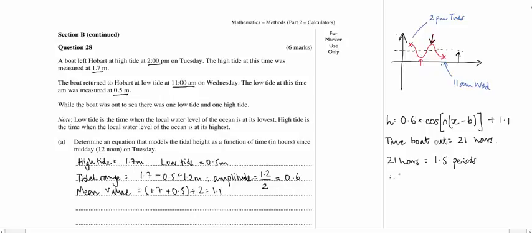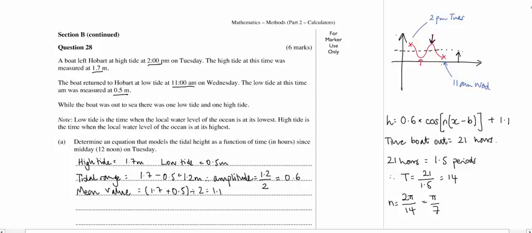Therefore, of course, the period itself is going to be 21 divided by 1.5, which is 14. And n, as we know, is equal to 2 pi, because this is a sin or cos graph, divided by the period, which is going to give me pi on 7. Okay, so now we also have n, which is excellent.